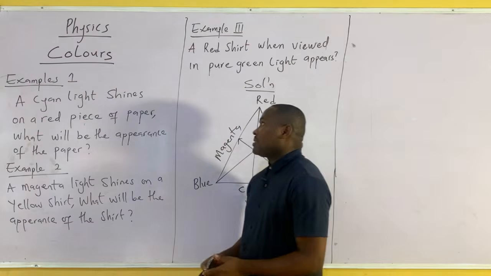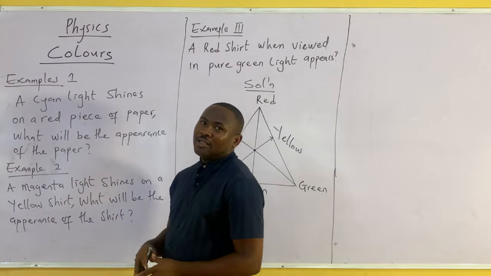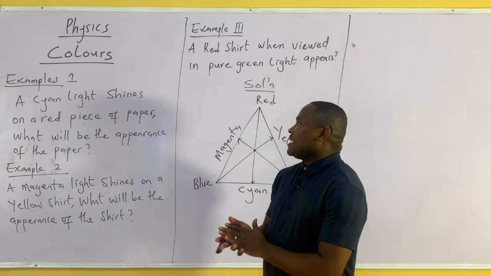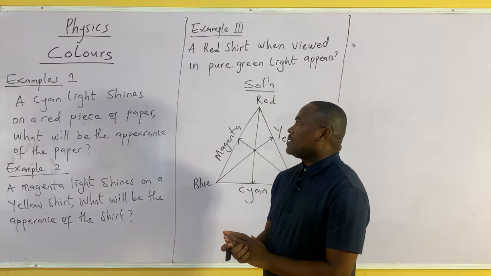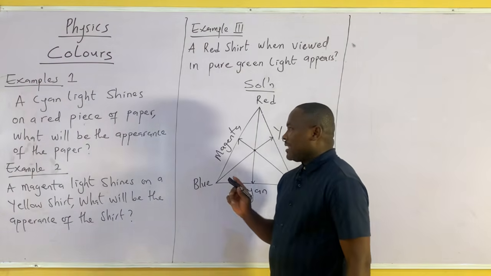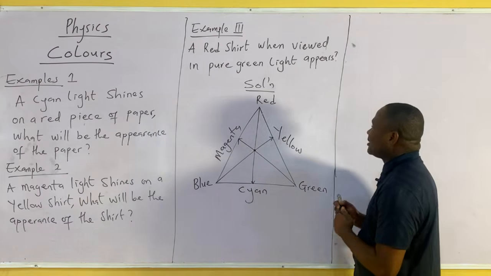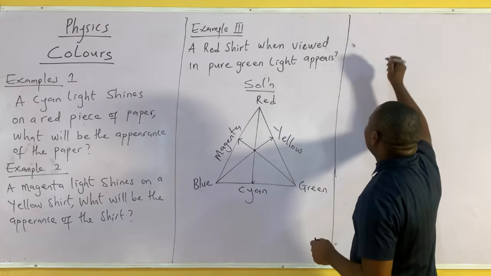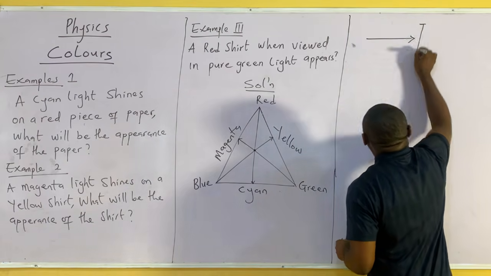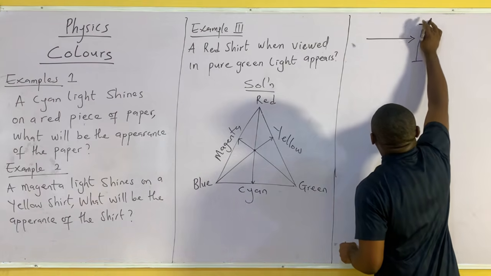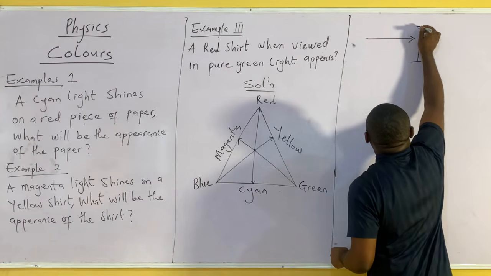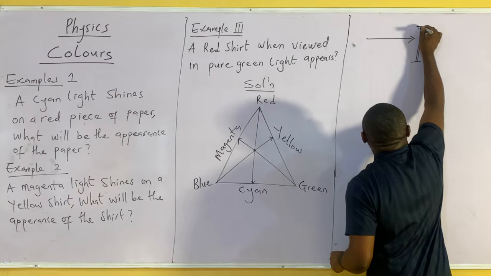Now let's look at some questions that will help us in understanding the topic properly. Number one says, a cyan light shines on a red piece of paper. What would be the appearance of the paper? Now, look at the challenge. We have a cyan light shining on the object. What is the paper we have here?